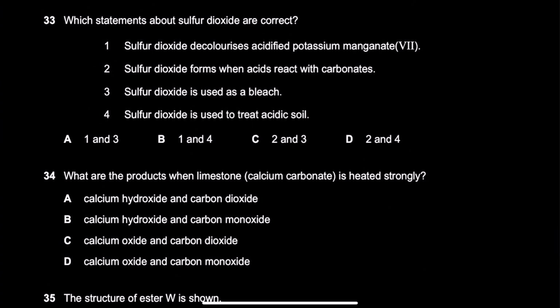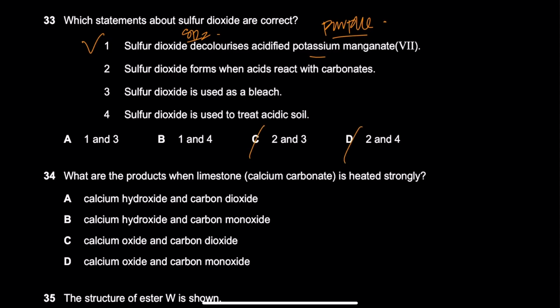Which statement about sulfur dioxide is correct? So it says sulfur dioxide decolorizes acidified potassium manganate. Yes, it does. Why? Because it is a reducing agent, and it reacts with an oxidizing agent. So potassium permanganate was purple and then it becomes colorless. So it does do that. So 1 is right. Therefore C and D are wrong.